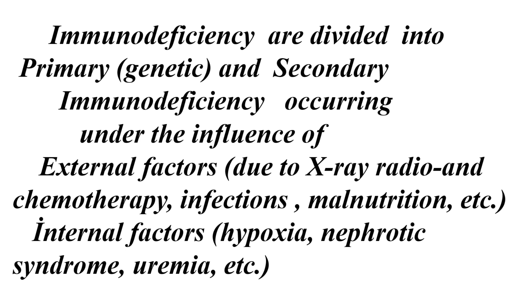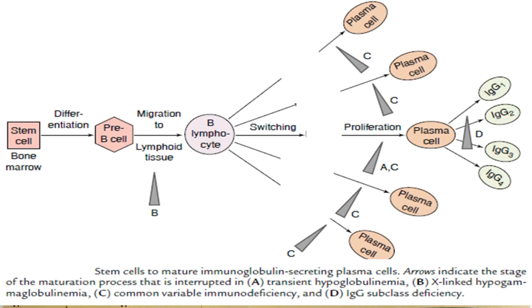Secondary immune deficiency occurs under the influence of external and internal factors. External factors are, for example, radiation, chemotherapy, infection, malnutrition, and so on. Internal factors are hypoxia, nephrotic syndrome, uremia, and so on.